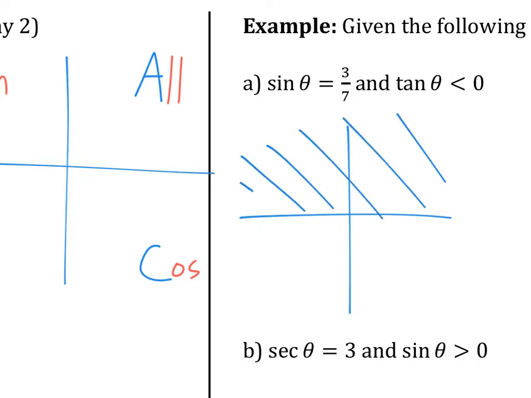Second, the second information is tangent is negative. Out of those two, in which one is tangent negative? Second one, yes. But the first one already told us sine is positive, so we only have two options. Out of the two options, choose the one that gives tangent negative, so only the second one. So this is how you're going to use All Students Take Calculus and also elimination to tell you which quadrant this angle has to be in. So this angle has to be in quadrant 2.